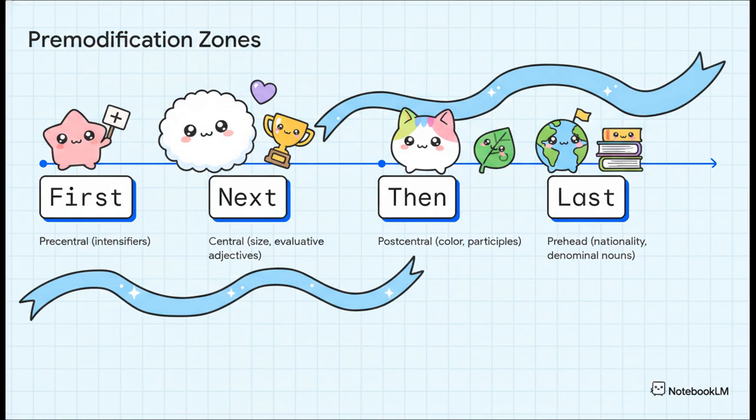First, the precentral zone houses peripheral intensifiers. Then, the central zone allows for subjective evaluations and size. Next, the postcentral zone captures objective, intrinsic properties like color or participles. And finally, right before the head, the prehead zone features highly restricted categorizations like nationality or denominal nouns. It is a precise, logical flow of modification that your advanced learners really need to study explicitly.